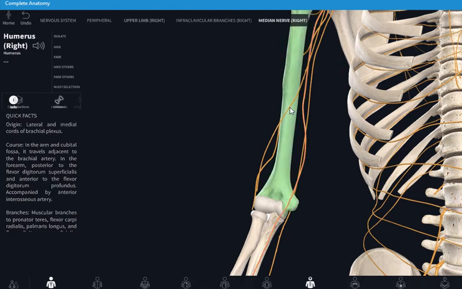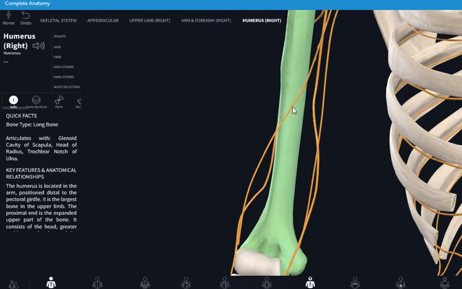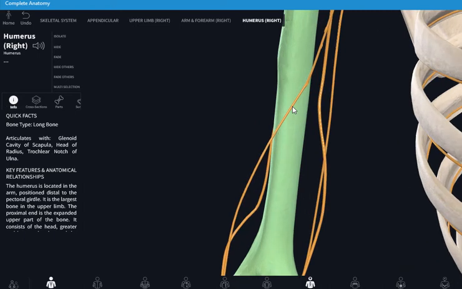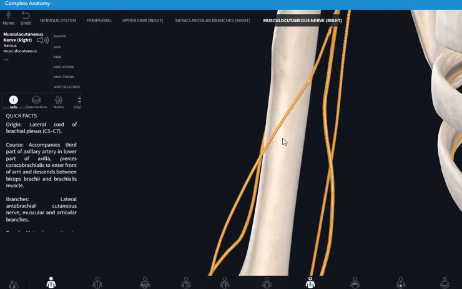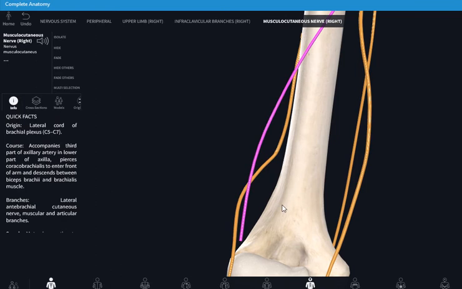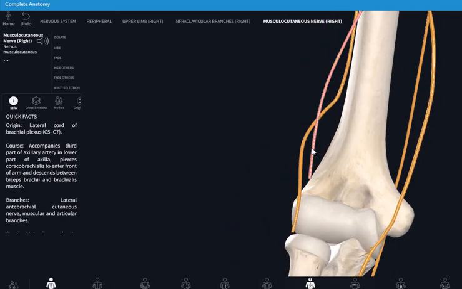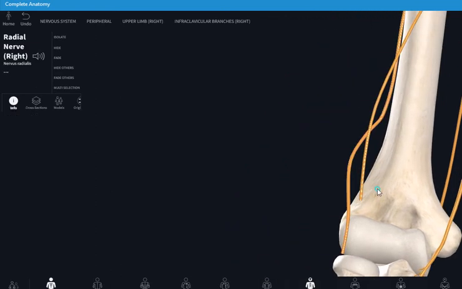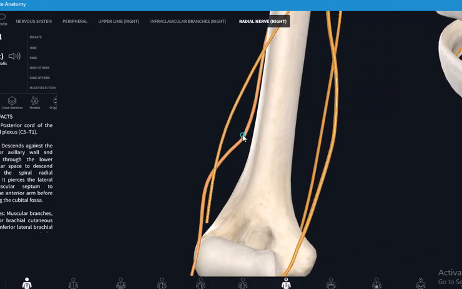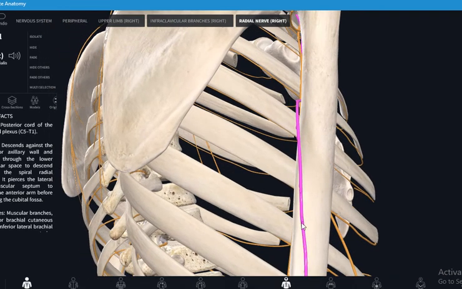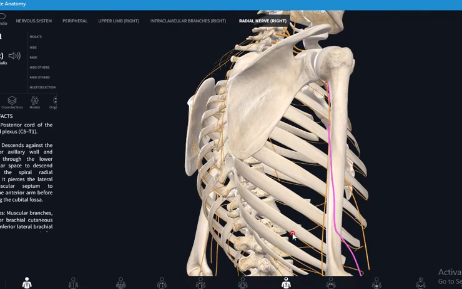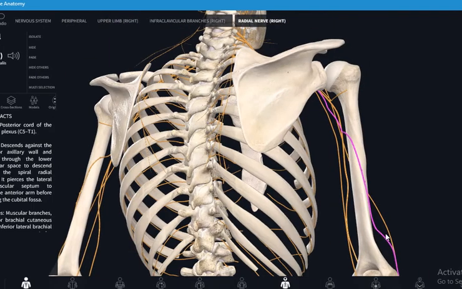Now this other nerve here is the musculocutaneous nerve. It is going to supply all the muscles inside the arm. Now this other nerve, which goes posteriorly as such here, is the radial nerve. You need to know that the radial nerve passes posteriorly in the radial groove. There's a particular groove at this portion called the radial groove through which the radial nerve passes.